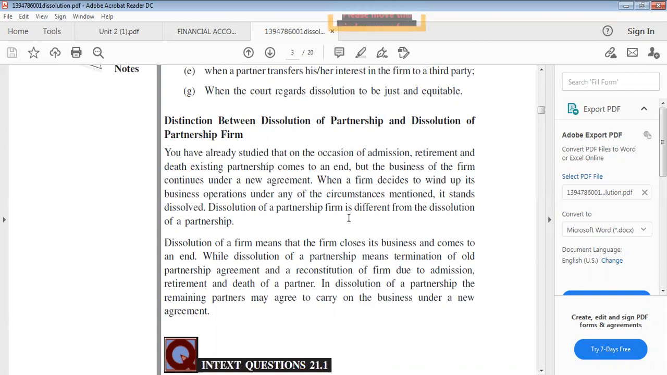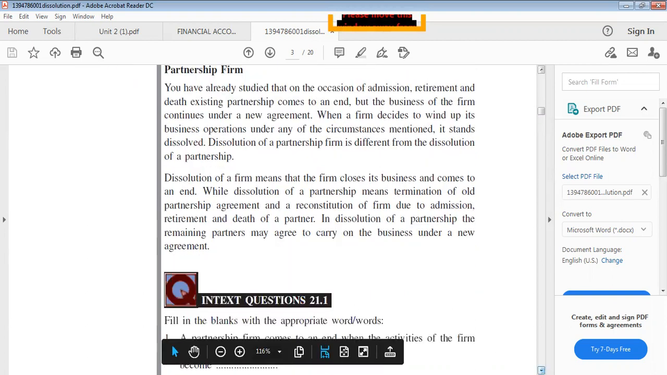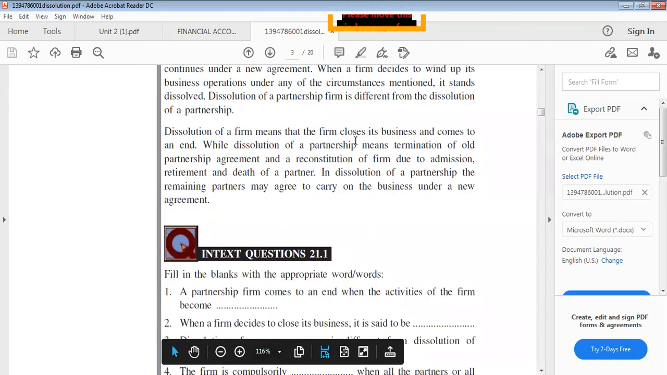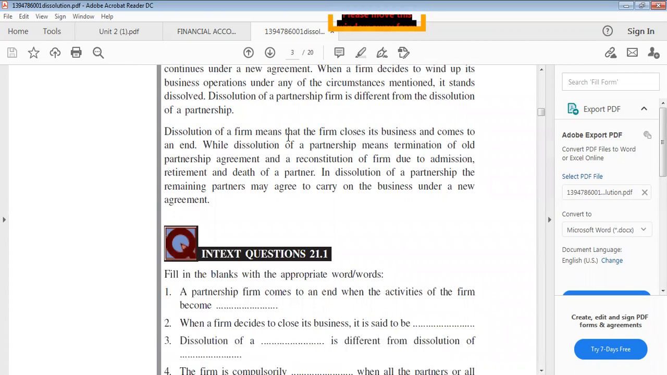Dissolution of a partnership firm is different from the dissolution of a partnership. All right? Dissolution of a firm means that the firm closes its business and comes to an end, while dissolution of a partnership means termination of the partnership agreement. Again, dissolution of a firm means that the firm closes its business and comes to an end.